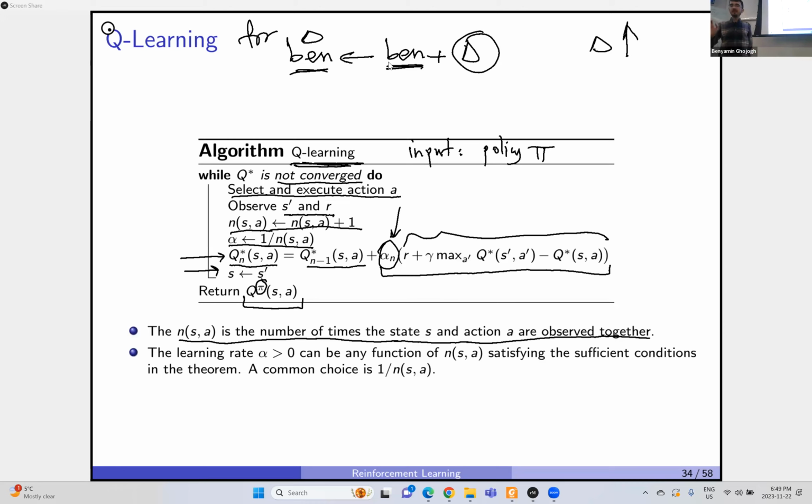Probably at the start, maybe it goes toward the fire, but it senses the heat. Next time it won't go toward the fire, right? It tries, and by trial and error, it finds out what is the best thing to do. Okay.